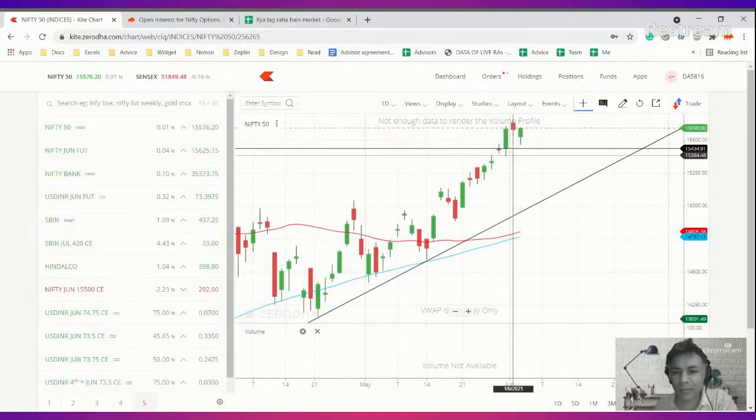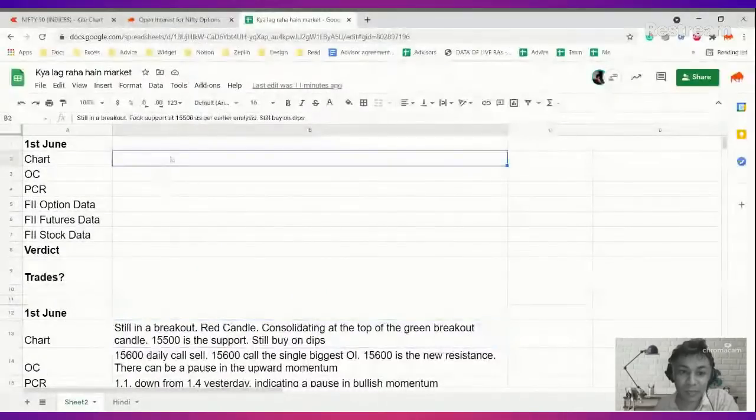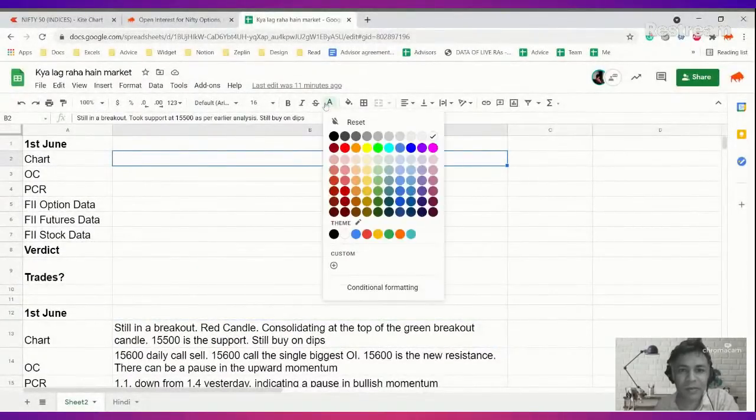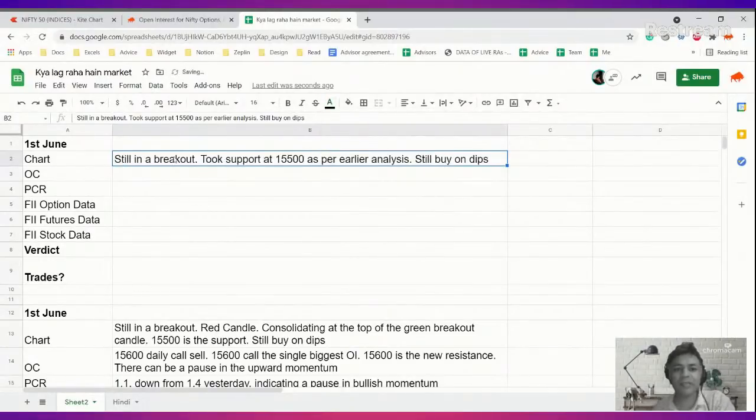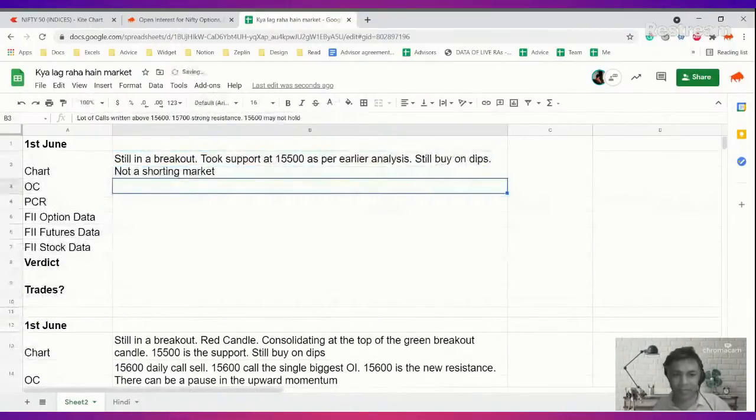So this is number one, obviously. The chart looks positive, still positive. So it is still in a breakout, took support at 15,500 as per earlier analysis. It is still a buy on dips. This is not a market to short, not a shorting market, very clear, right? But it's a buy on dips market.